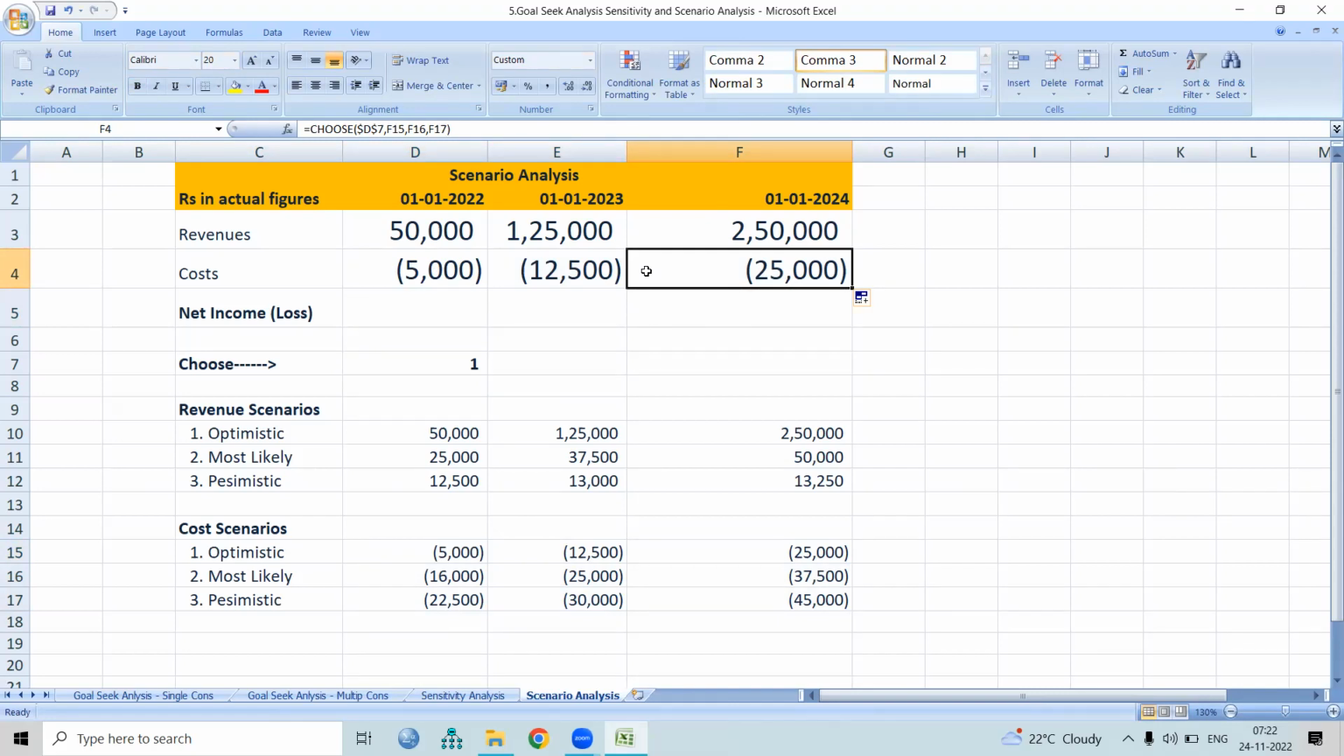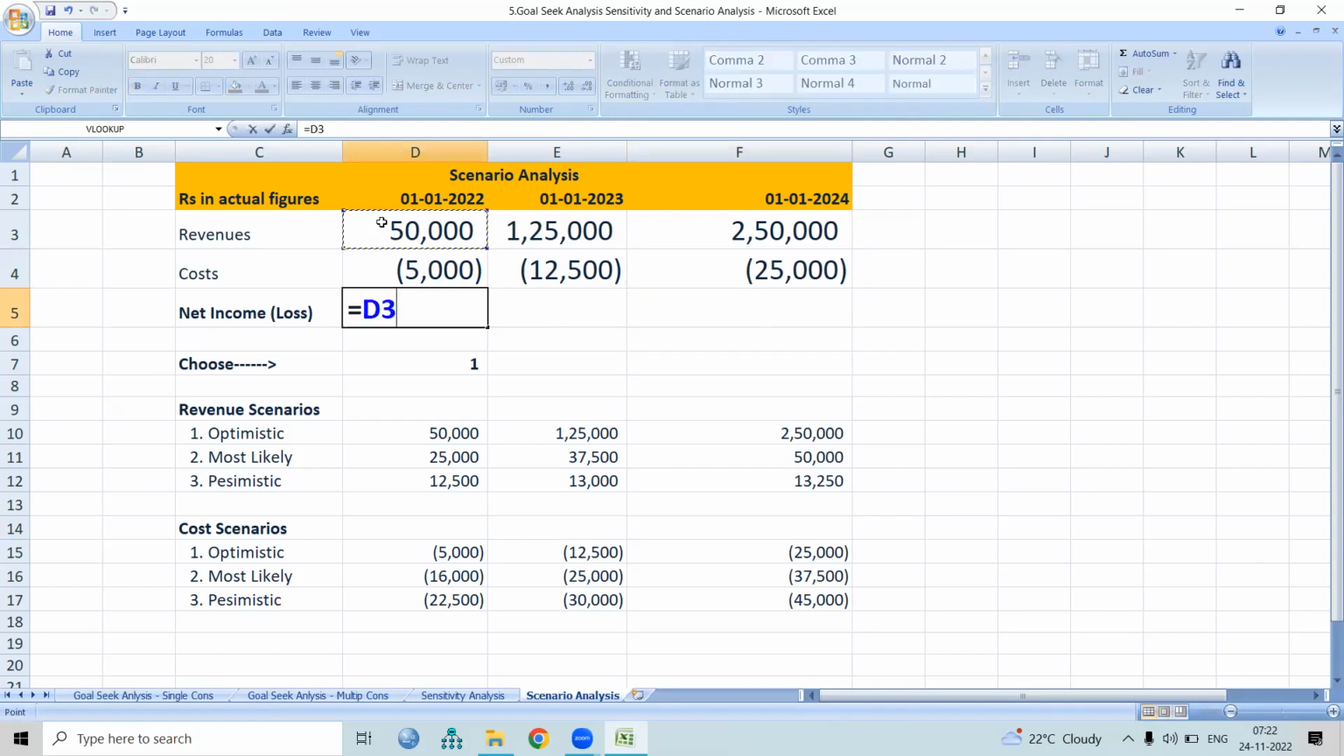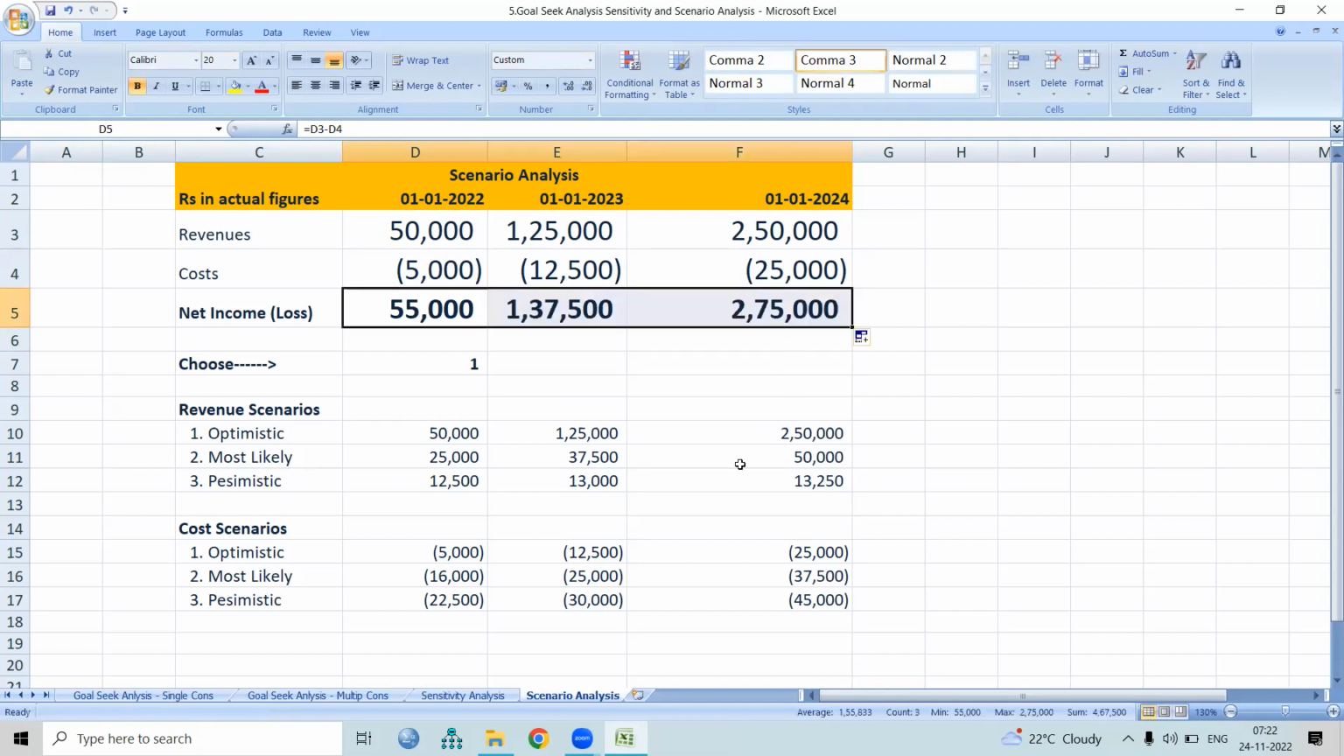optimistic, pessimistic, and most likely. Right? Let's find out the net income case now. How do you find out the net income? We'll say revenue minus cost, 55,000. Drag it towards the right hand side, 1,37,500, 2,75,000. Okay, so we have predicted net income in the optimistic case.